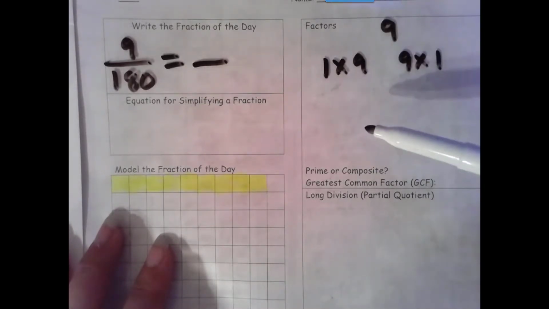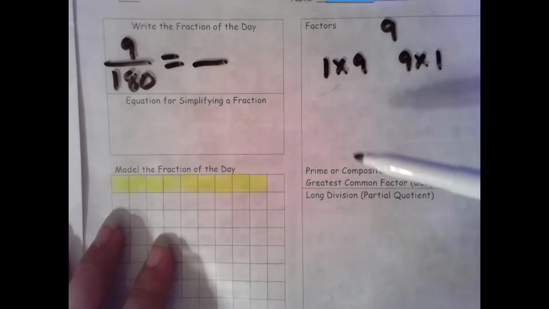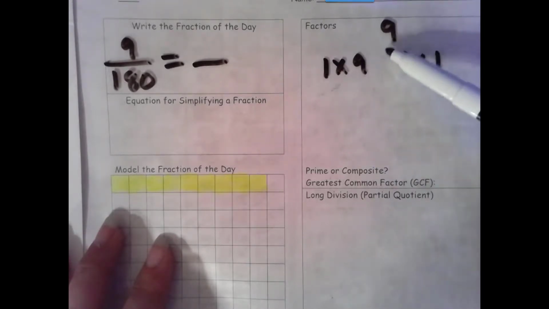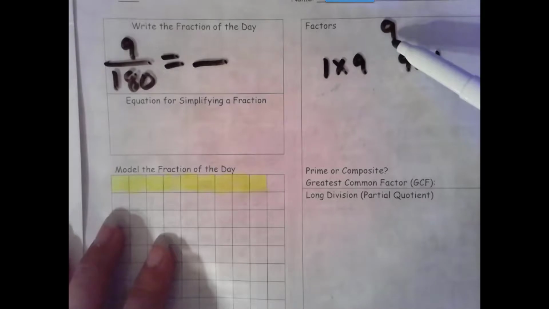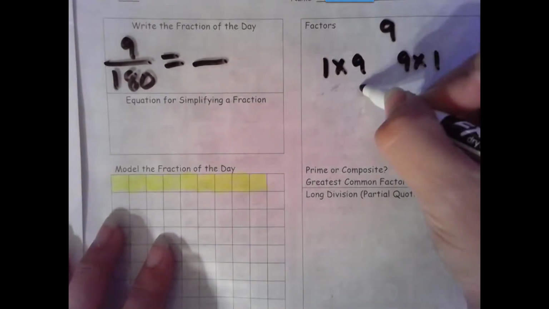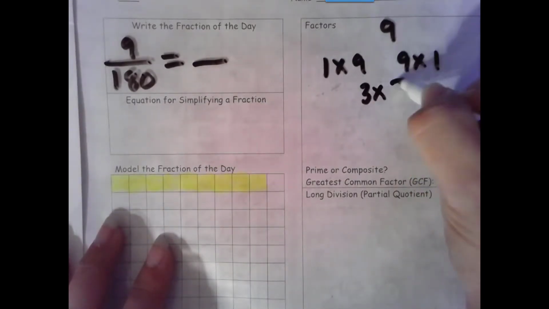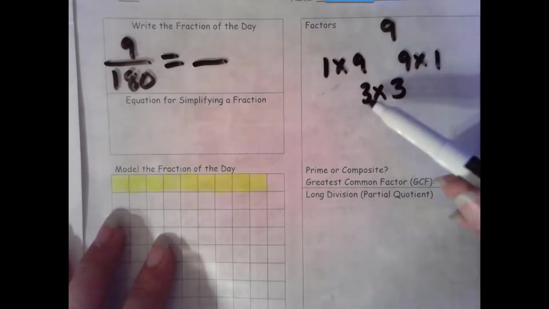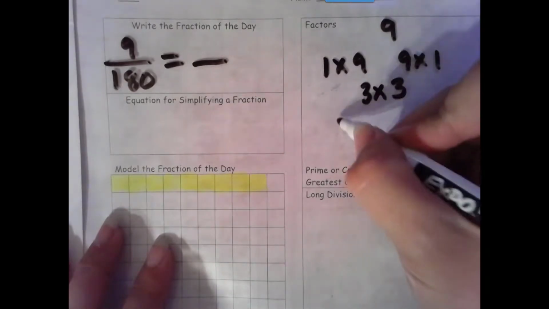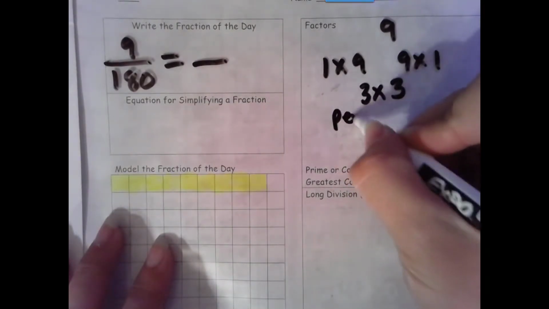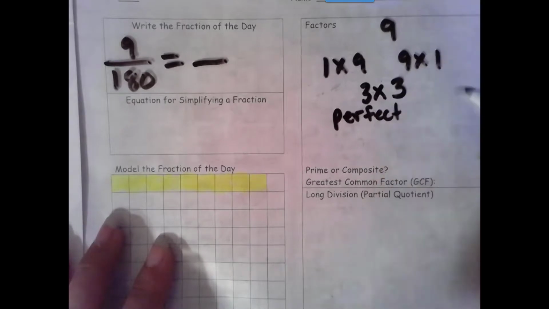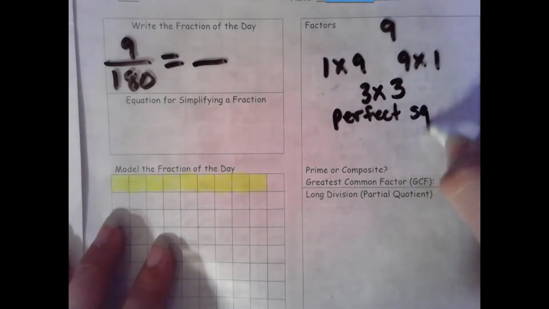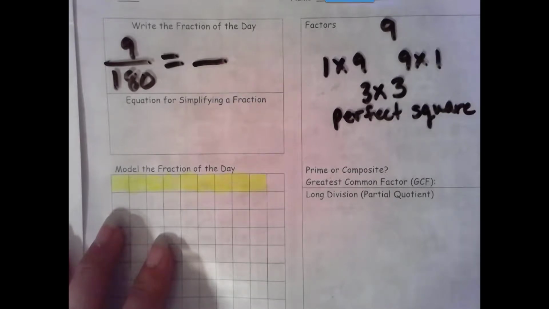So after 1 and 2, we try 3. 3, 6, 9. Yes, 3 is a factor. 3 times 3. There are no counting or natural numbers between 3 and 3. When both of the factors are the same, we call that a perfect square, because we can make a perfect square.